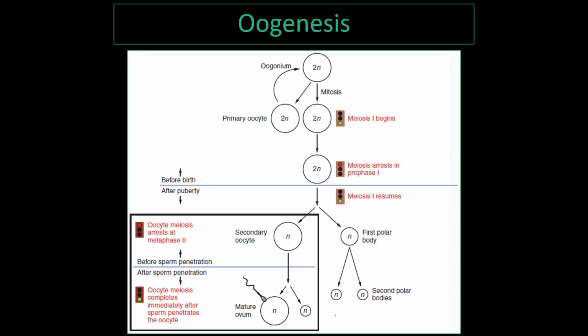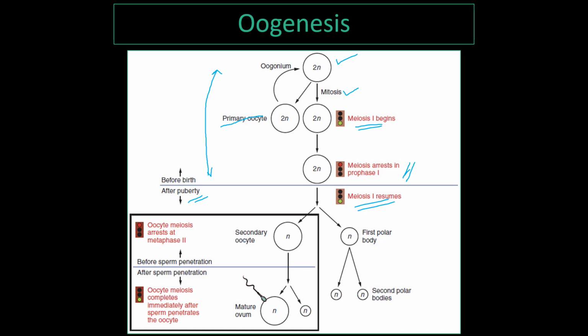Now let us summarize the entire process of oogenesis. So the oogenesis is going to begin with the oogonium that is undergoing mitosis to increase in number. There is going to be the primary oocyte and the meiosis 1 begins. Now this primary oocyte is going to get arrested at the prophase 1 of meiosis 1, and all of these events are going to take place before the birth, and after birth the process of development continues only after puberty, and that is going to resume the meiosis 1.